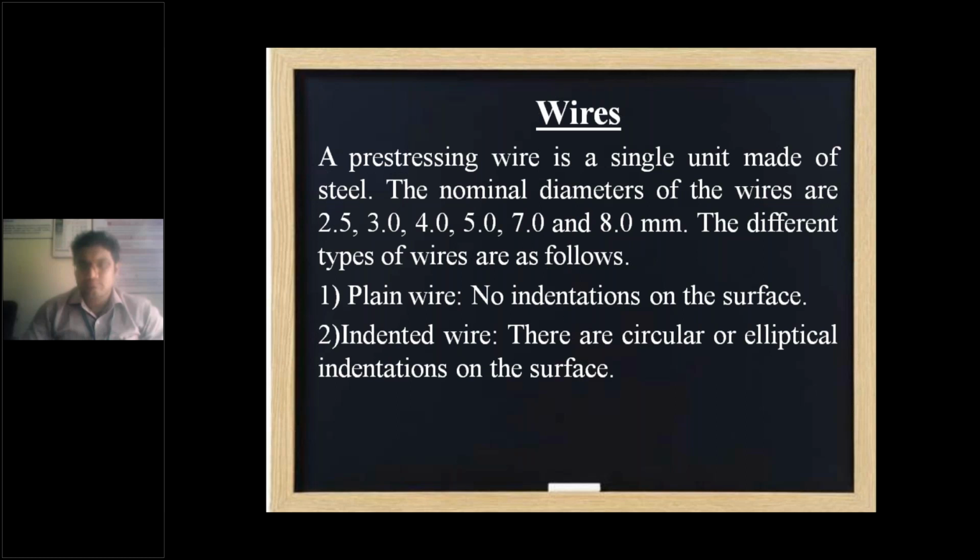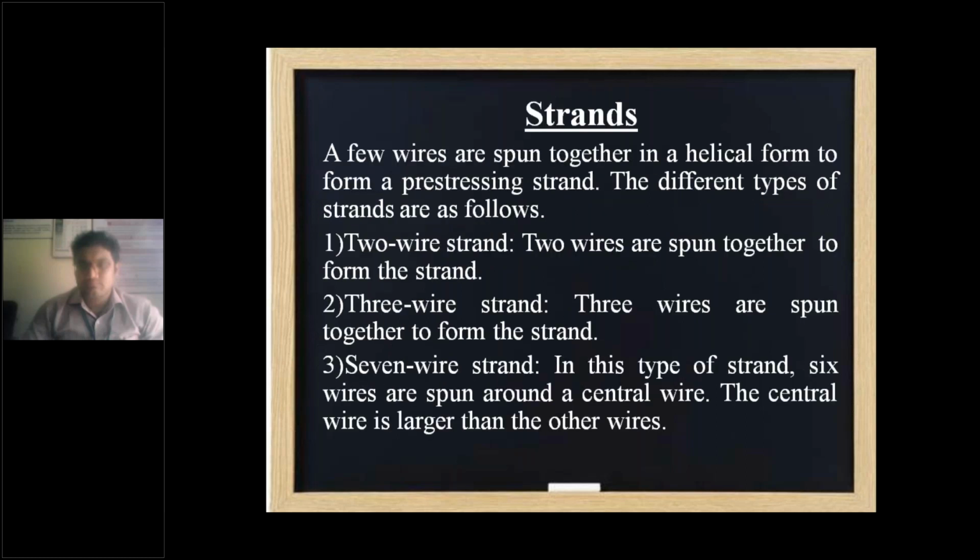And next one, strand. What do you mean by strand? Binding all wires, we have a strand. Here a few wires are spun together. Spun means wound. They are bound in helical form to form a prestressing strand. There are different types of strands available: 2 wire strand, 3 wire strand, 5 wire strand, 7 wire strand, which I discussed earlier. In the video also you have seen a 7 ply strand. So that is how strands are defined.